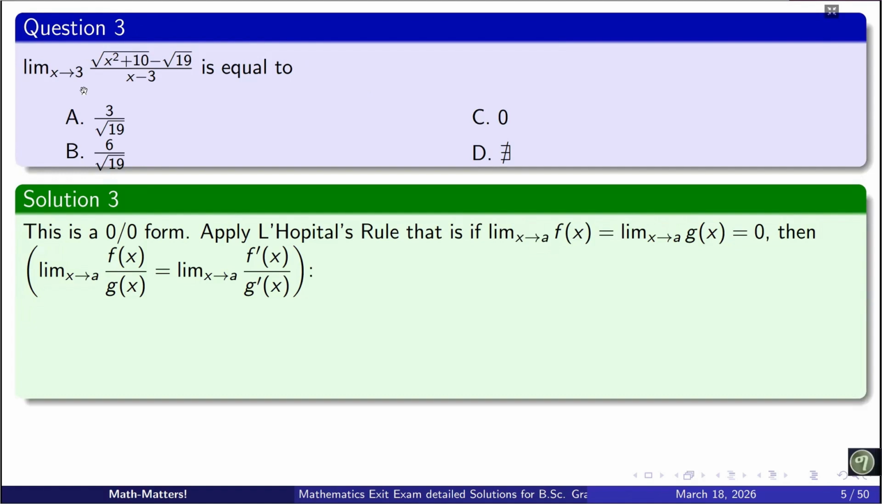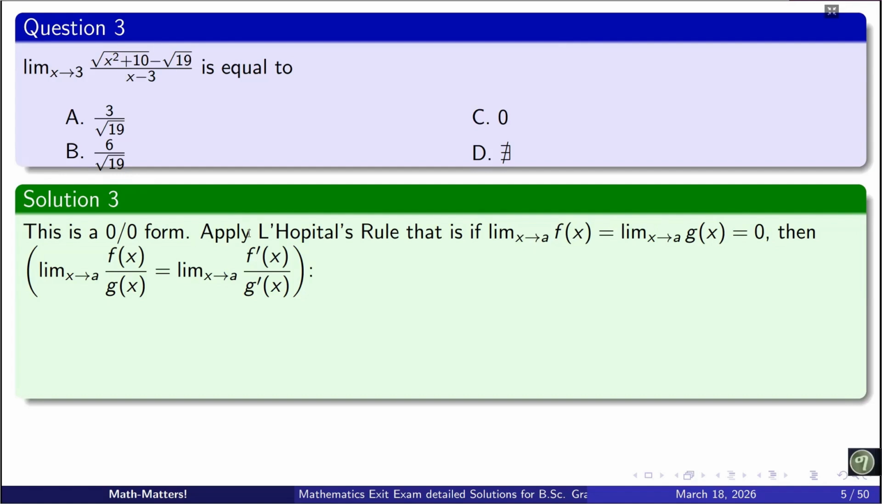For the given limit, as x approaches 3, the numerator is the square root of x squared plus 10 minus the square root of 19. Directly, if we substitute 3 in place of x here, we have 3 squared, that's 9, plus 10, 19. The square root of 19 minus the square root of 19 would be 0. And again, the limit of x minus 3, the denominator of this rational function, at 3 is also 0, so this will have an indeterminate form, that is 0 over 0.